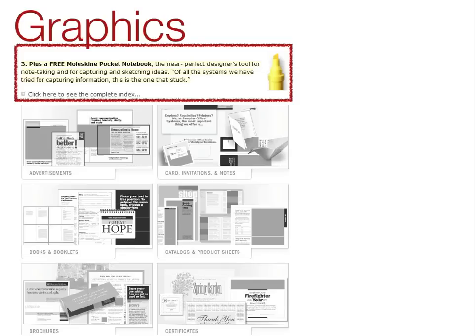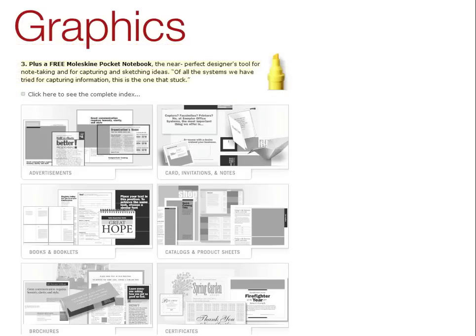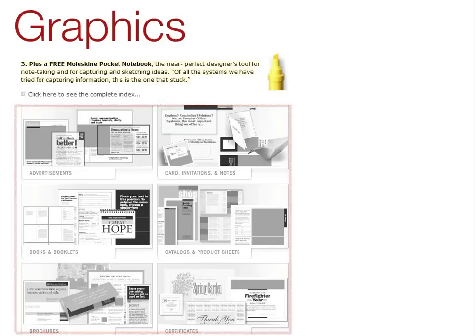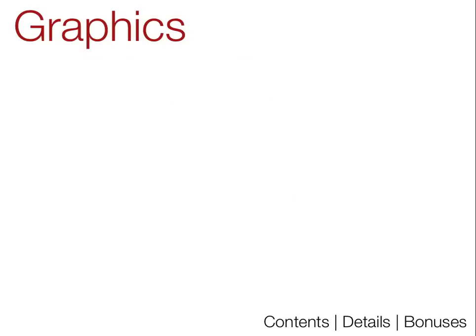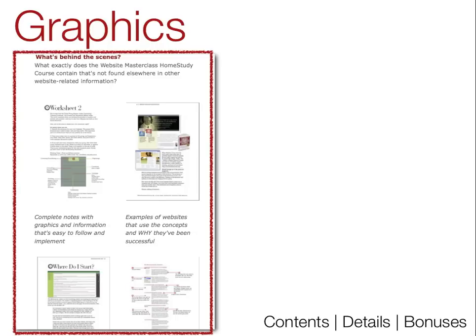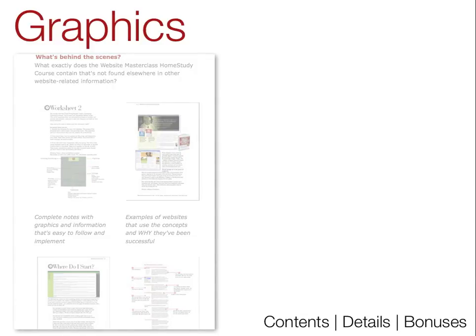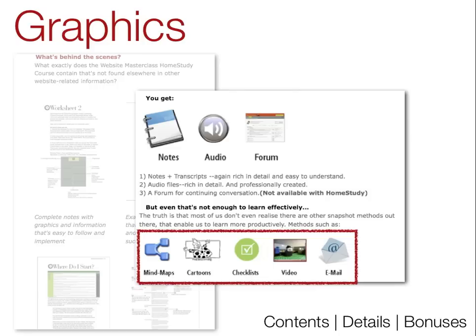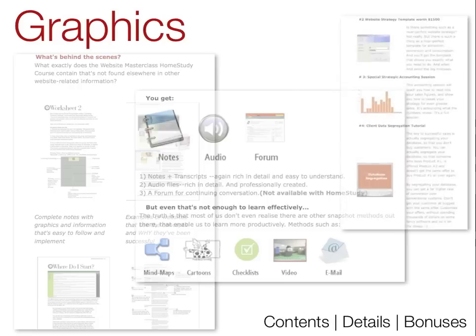And you can have graphics for bonuses. You can have graphics that go inside a book and show you what's inside that book, like Chuck Green's book. It shows you stuff very quickly. It's visual. You can start to see the contents of a course, contents of a service, contents of anything. You take screenshots of your notes, perhaps. Maybe the media that you're using, like notes, audio, forum, mind maps, cartoons, checklist, video, email. You're giving people an understanding very quickly.